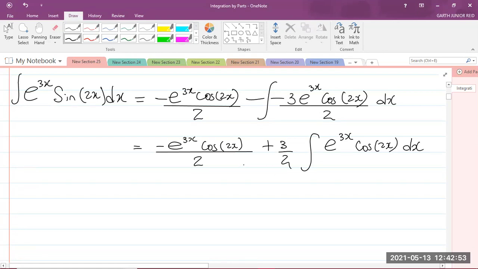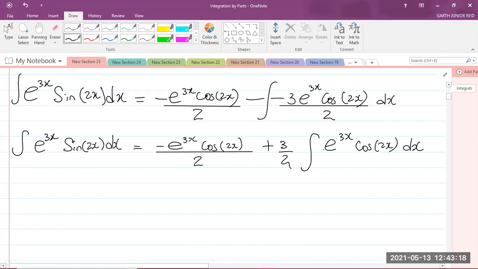Okay, so this is what we have. However, it is not our final answer, all right? Because now we have the integral of e to the 3x times the cosine of 2x dx. So you will be required to use integration by parts again, all right? So all of this is equal to the integral of e to the 3x times the sine of 2x dx.